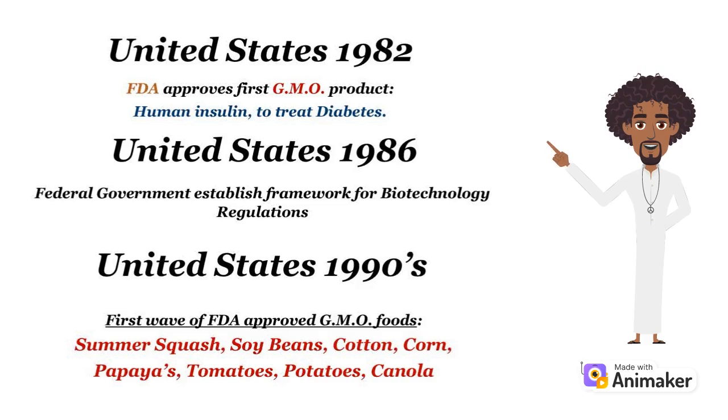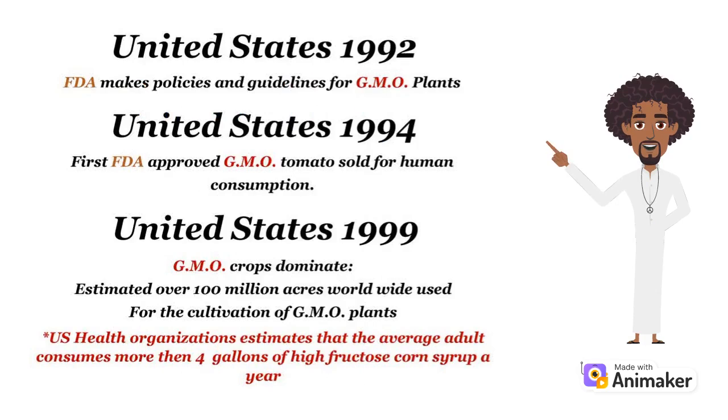United States, 1990s. First wave of FDA-approved GMO foods, for human consumption. Summer squash, soybeans, cotton, corn, papayas, tomatoes, potatoes, canola. United States, 1992. FDA makes policies and guidelines for GMO plants. United States, 1994. First FDA-approved GMO tomato sold for human consumption.